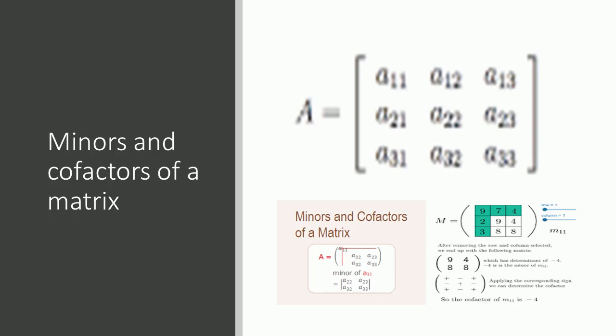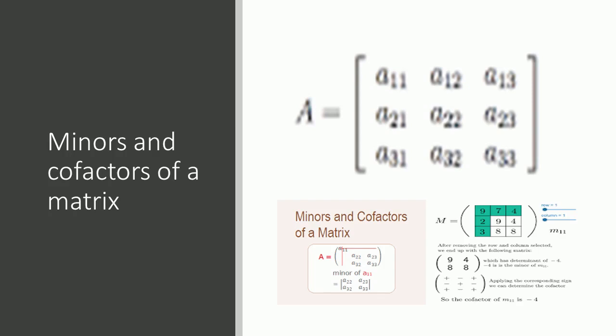So basically, to solve the 3 by 3 matrix, we take the minors of A11, A12, and A13 to solve the determinant of a 3 by 3 matrix. Okay, so that is basically the principle of minor. Now you can get the minor of any element.